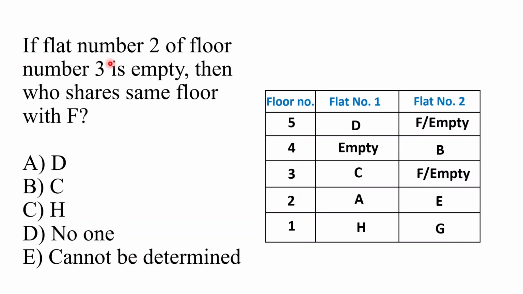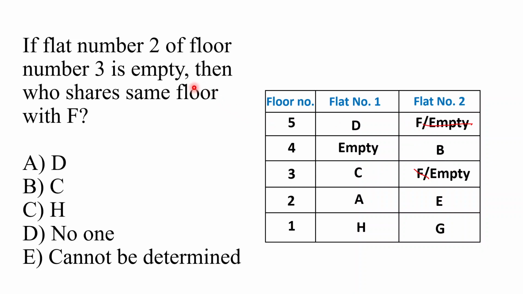Next it is given, if flat number 2 of floor number 3 is empty, then who shares the same floor with F? So this is floor number 3 and this is flat number 2. In the question it is saying that flat number 2 of floor number 3 is empty, means this is the empty flat. F is not residing here. So F will be residing in flat number 2 of floor number 5. In the question itself, it is given that this flat is empty, which means flat number 2 of floor number 5 will be occupied by F.